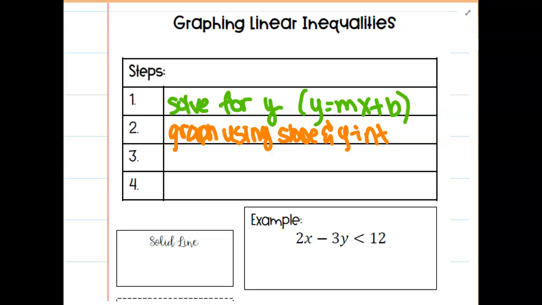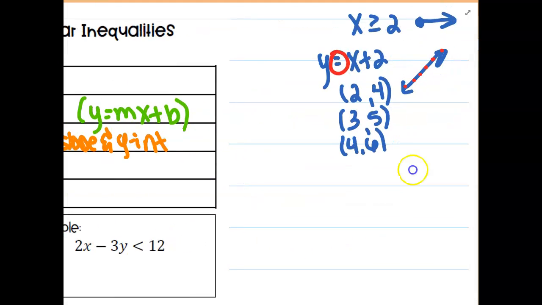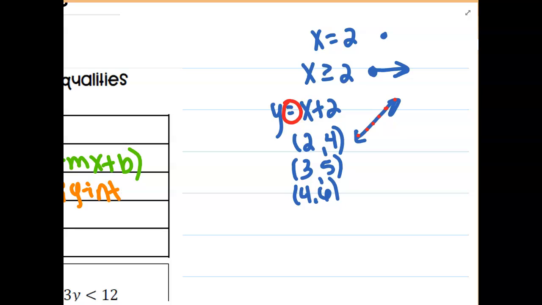Now, from here, things change a little bit. If you remember, back in chapter 3, whenever we were doing our review and graphing inequalities like x is greater than 2, when we graph these on a number line, we put a closed dot at 2, because x can be 2. So we shaded in the 2 with a closed dot.